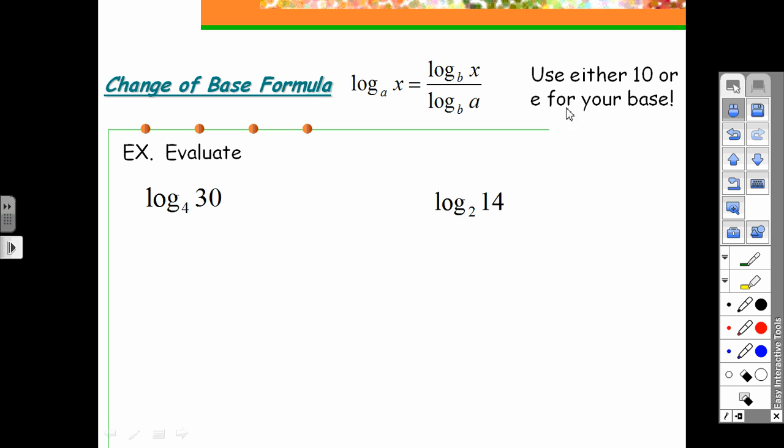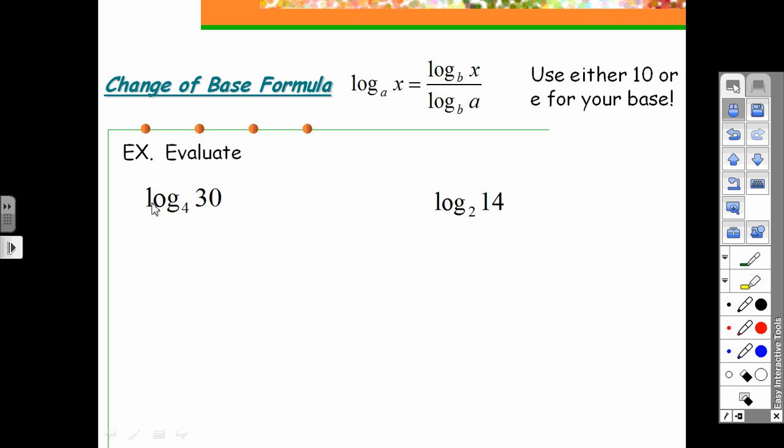You can use either base 10 or base b for these two logs, because you can use whatever base you want. Just make sure you're consistent. Then you would be able to use your calculator to evaluate, right? So memorize that and remember how to do the derivation. Let's put this into play here.